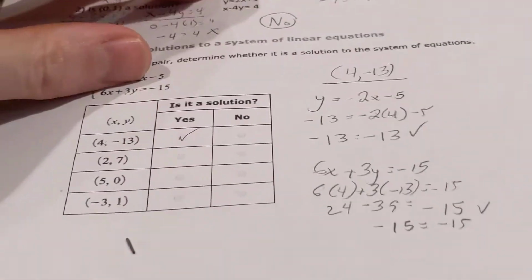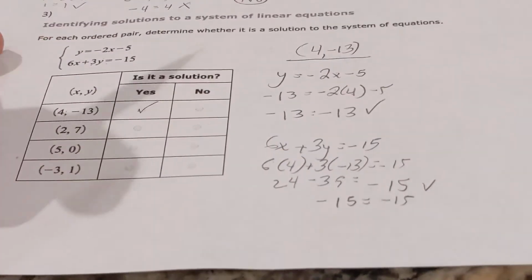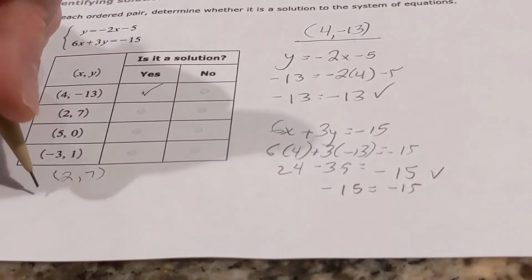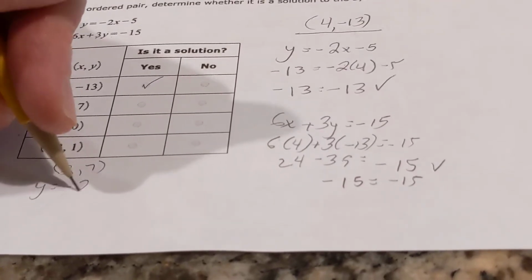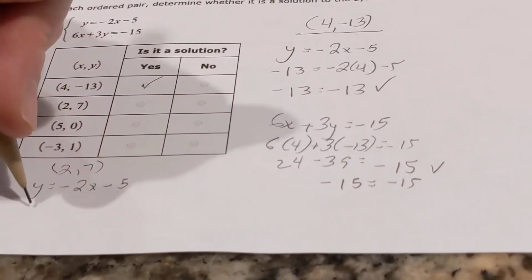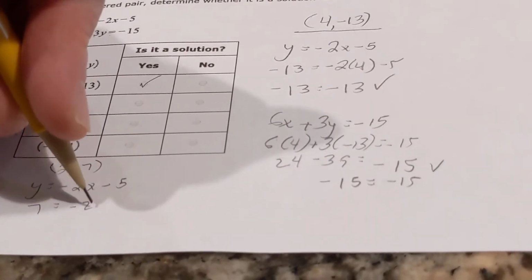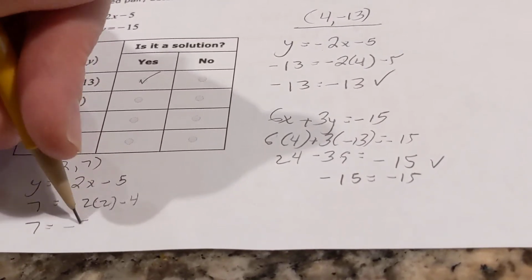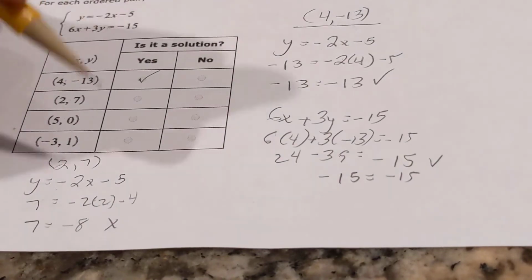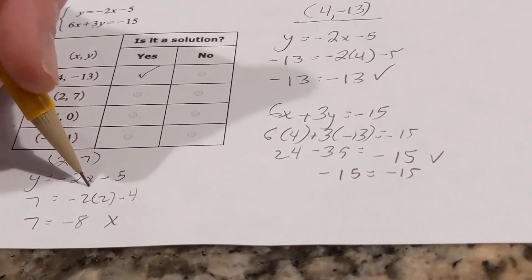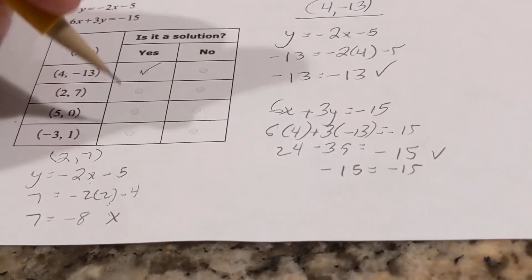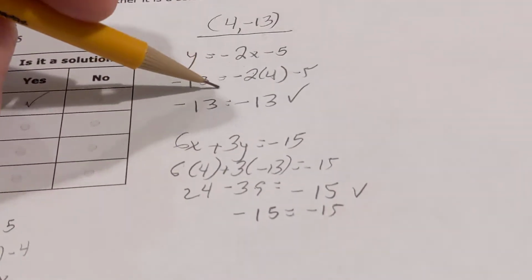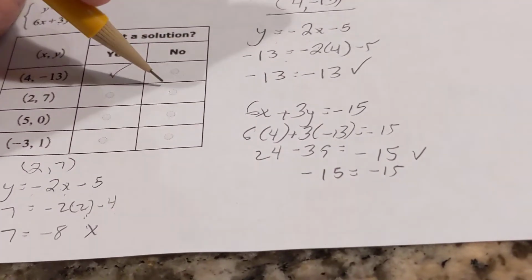All right, let's do 2 comma 7. In y equals negative 2x minus 5, that gives me 7 equals negative 2 times 2 minus 4. 7 equals negative 4 minus 4, negative 8, which is wrong. Since we got a false statement here, we don't have to go further. We don't even have to check the bottom one. You only have to check the bottom one if you get a true statement, because remember, it has to be true for both equations. So that's a no.